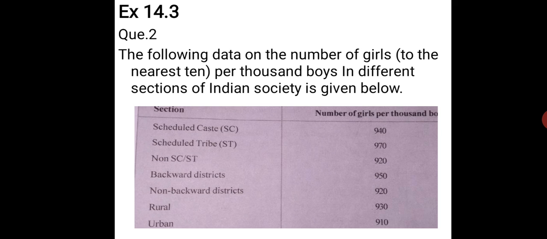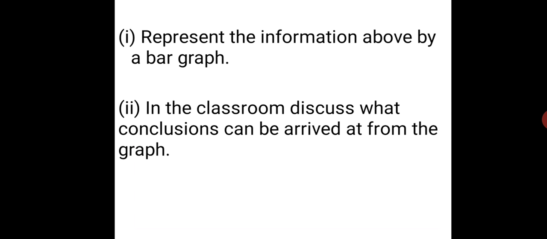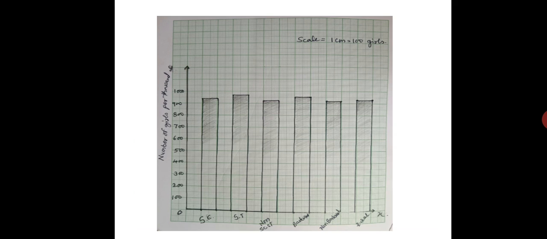Now let us start with the graph. Here one more question is asked: in the classroom, discuss what conclusion can be arrived at from the graph. Now see, here I have drawn a graph, and there are two axes. The x-axis is horizontal and the y-axis is vertical. On the x-axis I have taken the different sections of the society, and on the y-axis I have taken the number of girls per 1000.